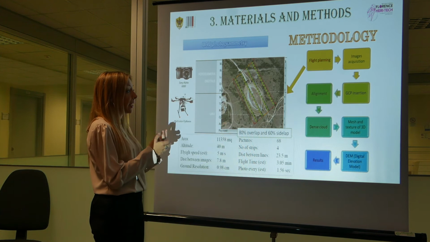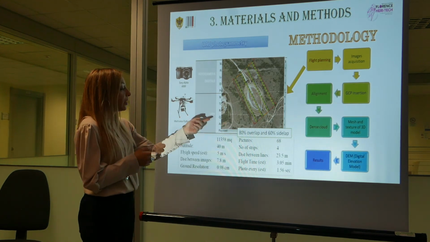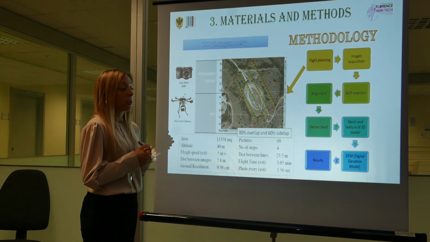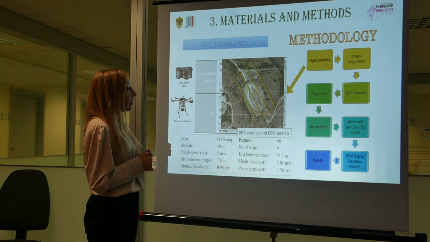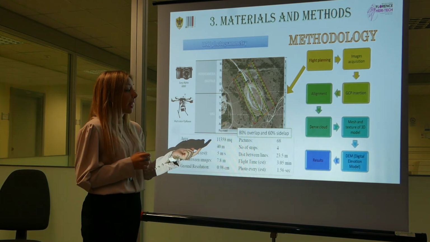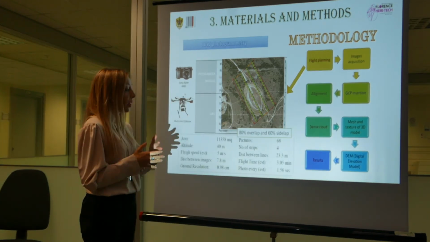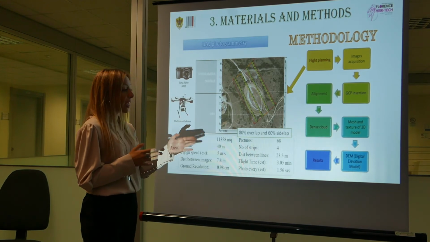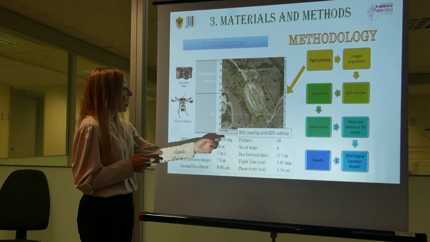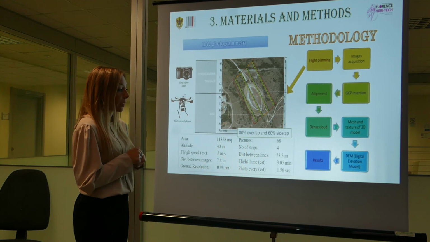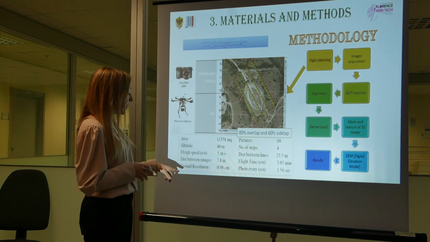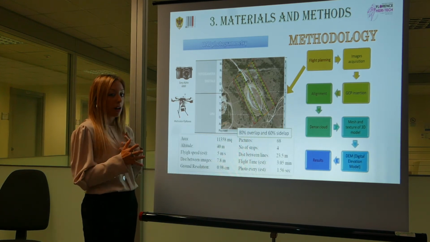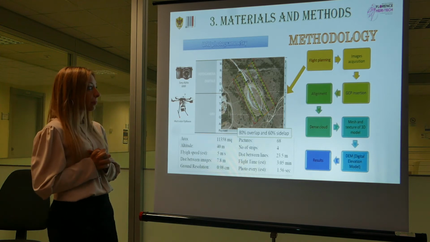About the flight planning and image acquisition, here you can see the path that we followed to take the images, in which we applied an overlap and a side lap of 80% and 60% respectively. And we took in total 68 pictures with a ground resolution of about 1 centimeter.